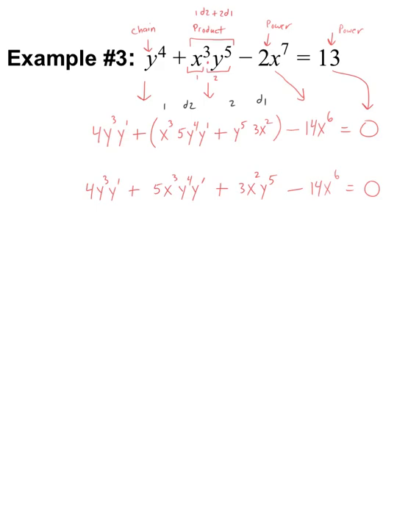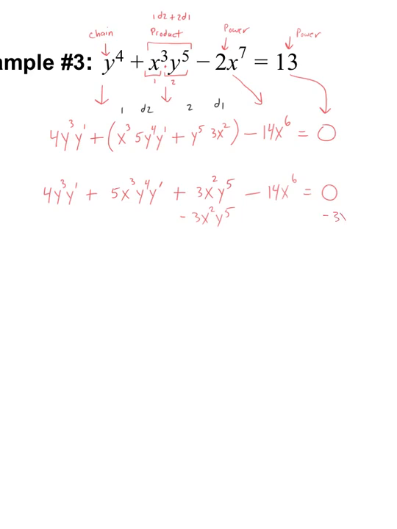Okay, now we have 4 terms. 1, 2, 3, 4. Every term with a y prime in it stays on the left. Every term without a y prime on it goes to the right. This term has a y prime, it stays on the left. This term has a y prime, it stays on the left. This term does not, so it has to move over. So we're going to subtract off 3x squared y to the 5th from both sides. And then finally this term has to move over to the right. So we're going to add 14x to the 6th.